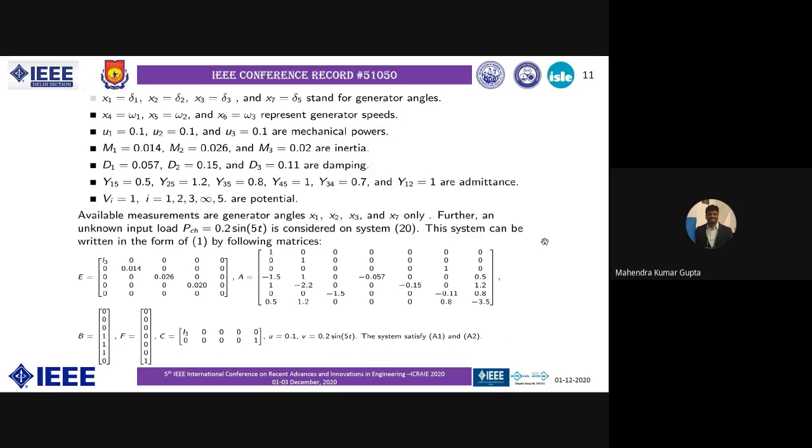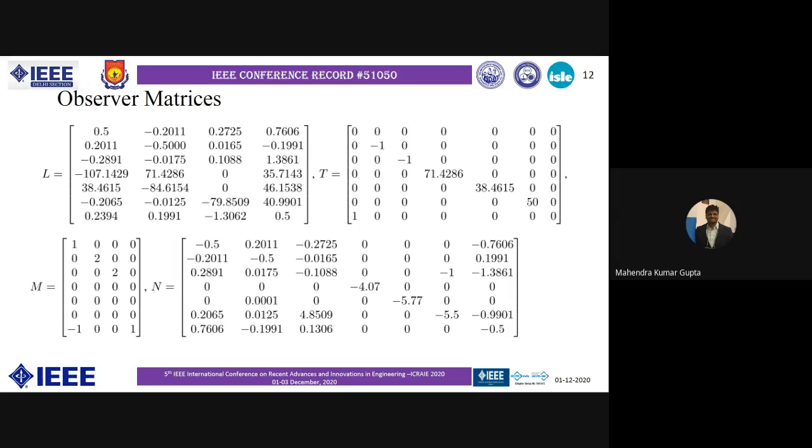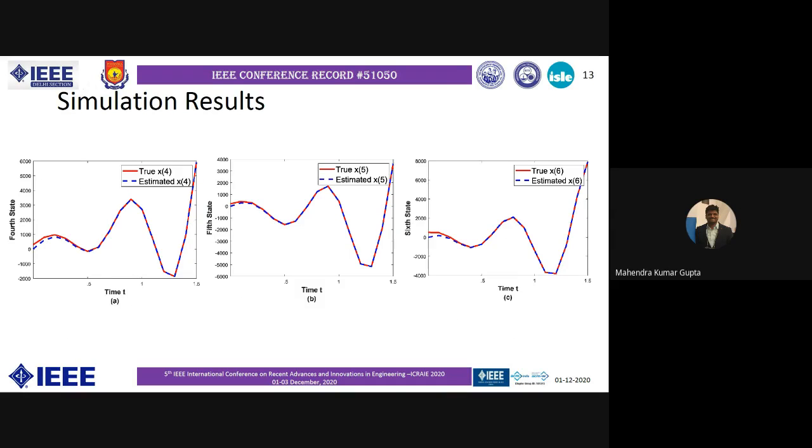Now when we checked in MATLAB, we saw that all these matrices satisfy assumptions A1 and A2, so we can proceed to the calculation of the observer matrices. We calculated our matrices in this way, and then we solved the system. Since x1, x2, and x3 are already available from the output, we show our results only for x4, x5, and x6.